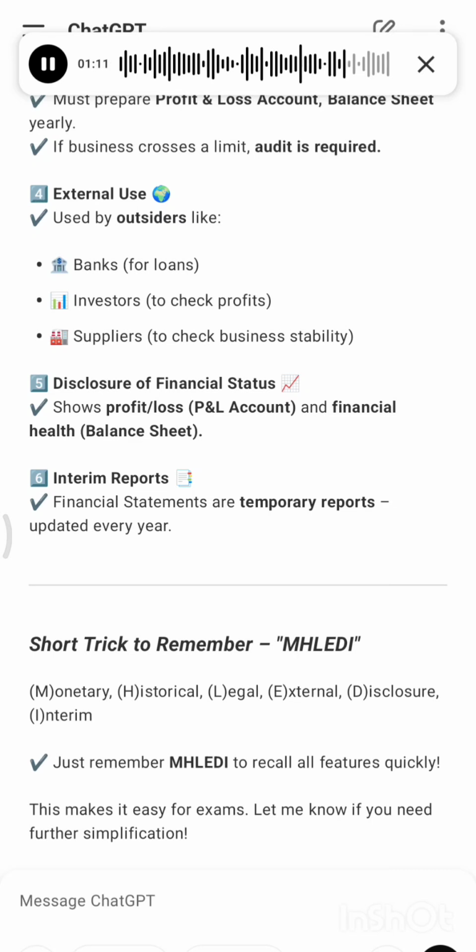Short trick to remember: monetary, historical, legal, external, disclosure, interim. Just remember MHLEDI to recall all features quickly. This makes it easy for exams.